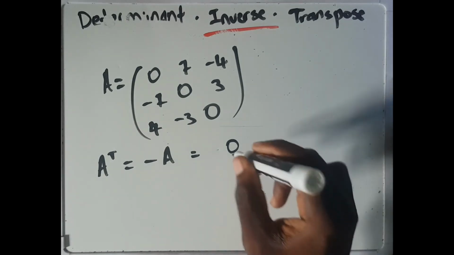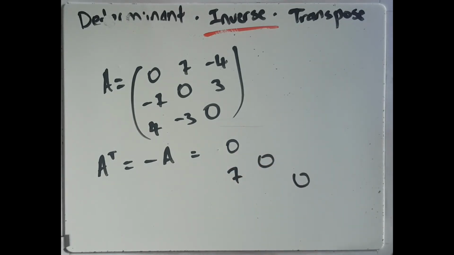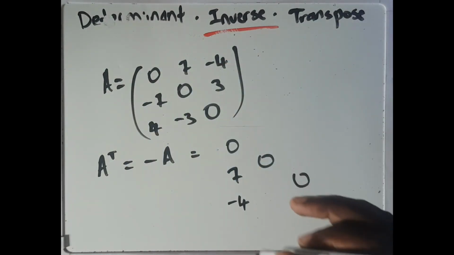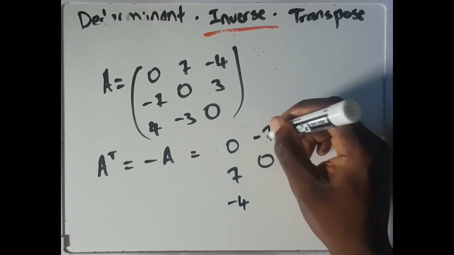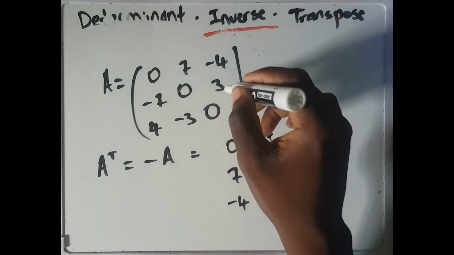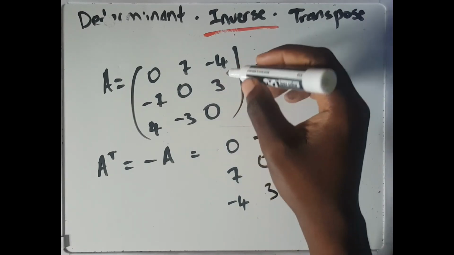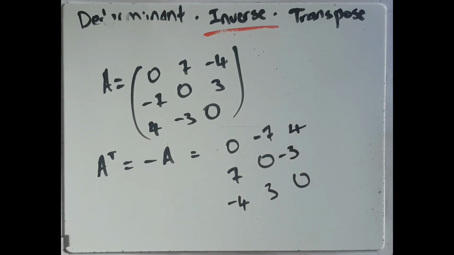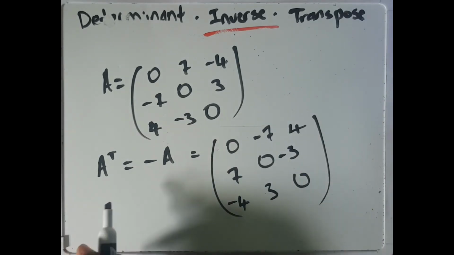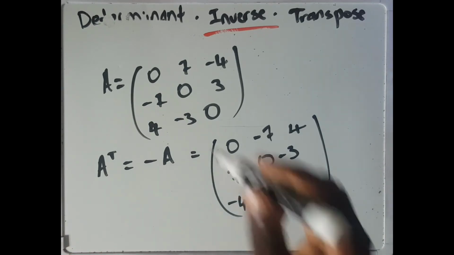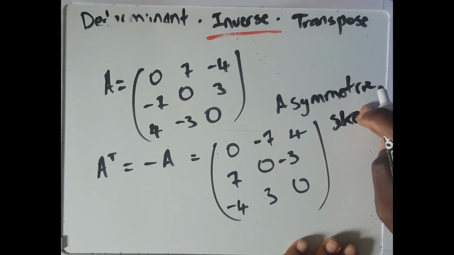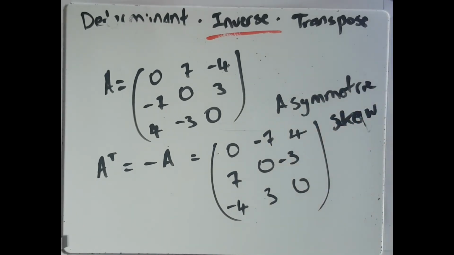They will be the same, and this would be 7 because I'm changing my row to column. This would be -4. My next row to column, I'd have -7 here, and the 0 is already there. This +3 will be here, and for the last row, 4 should be here, and my -3 would go here. So we can see that the transpose of this matrix is the negative of this, making it asymmetric or skew. If you see skew in a book, it is the same thing as asymmetric, meaning that A transpose is equal to the negative of the matrix.